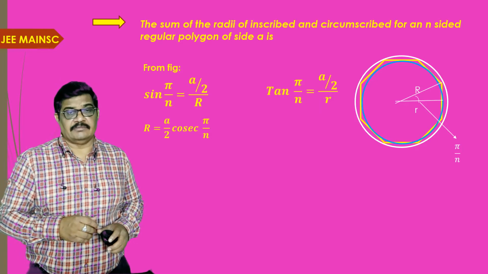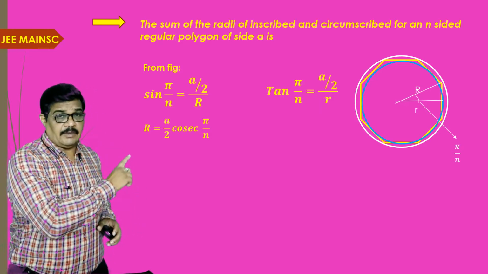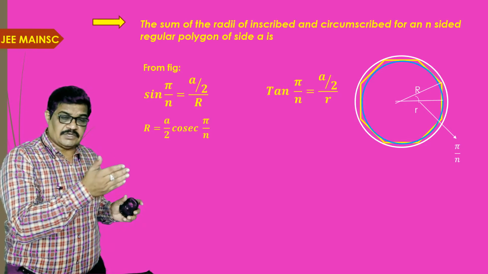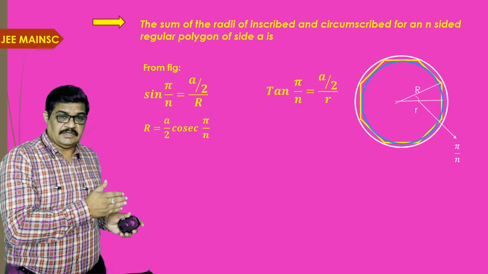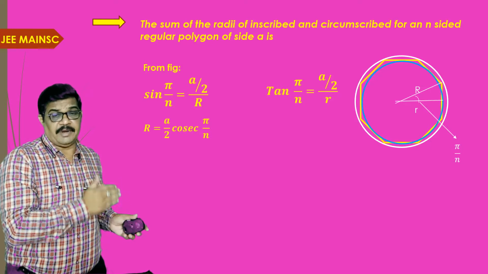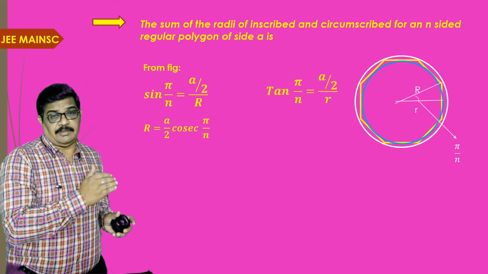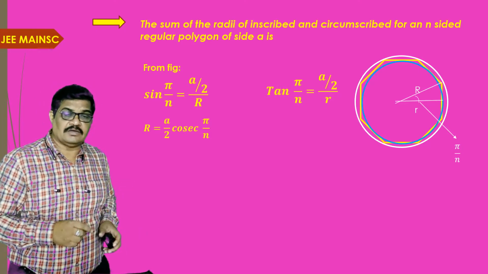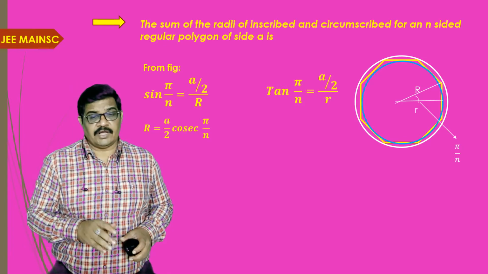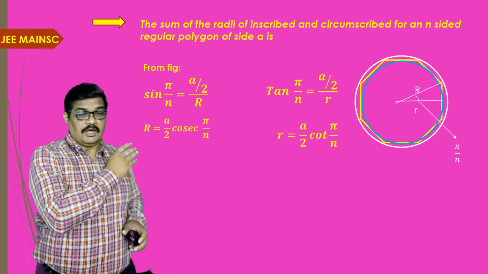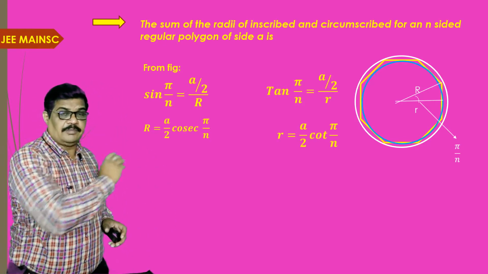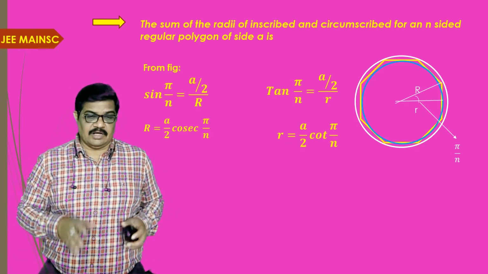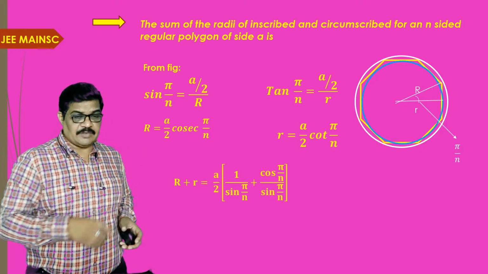Again from this triangle, tan pi by n is equal to opposite by adjacent. What is the opposite? a by 2, that is this side. And what is the adjacent side here? That is small r. So tan pi by n is a by 2 by r. From that we write small r is equal to a by 2 into cot pi by n. Now we have to find capital R plus small r. Now we write capital R plus small r.